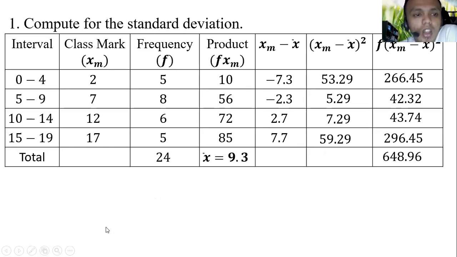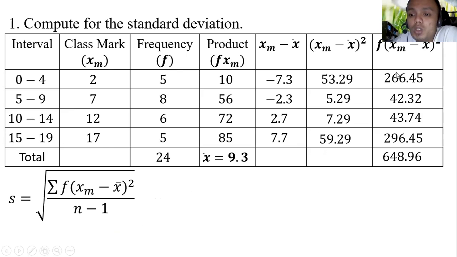Next, this time, compute for the standard deviation. I have already computed the class mark, the product of frequency and the class mark, the deviation, the square deviation, and the product of the frequency and square deviation. What we need to do here is to add all of these, because this is a continuation of my previous examples in class. Since the mean, deviation, variance, and standard deviation are all connected to each other, let us continue with the example.